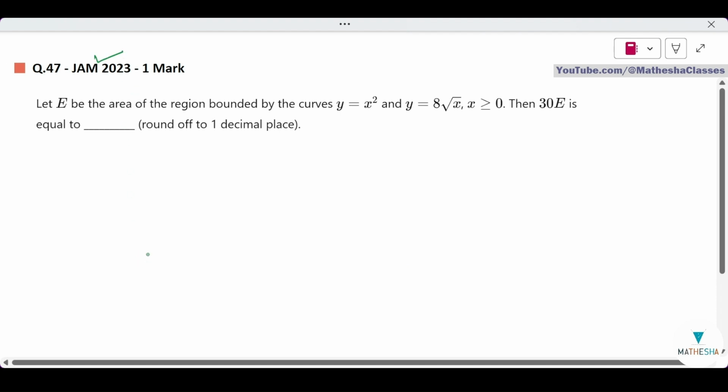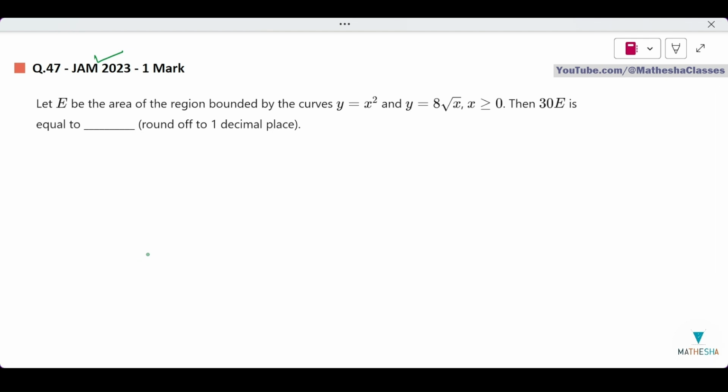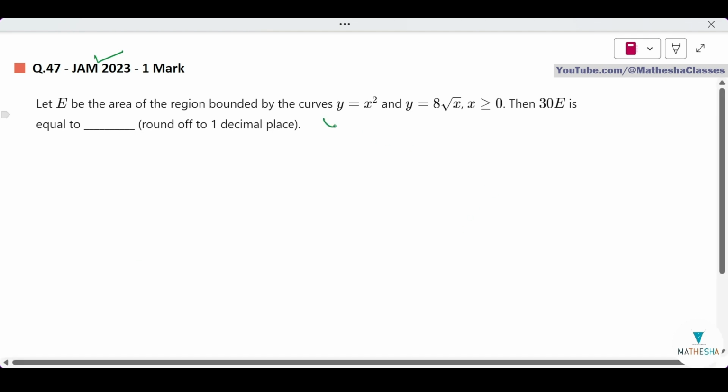Let E be the area of the region bounded by the curves y is equal to x square and y is equal to 8 root x, where x is greater or equals to 0. Then 30E is equal to what? You have to give the answer rounding it off to 1 decimal place.